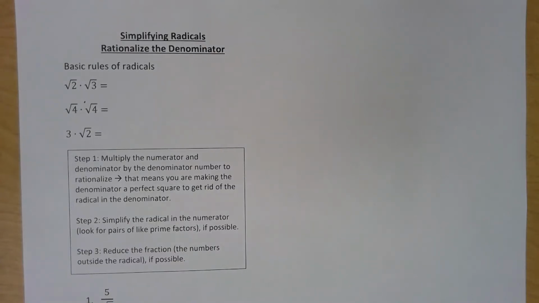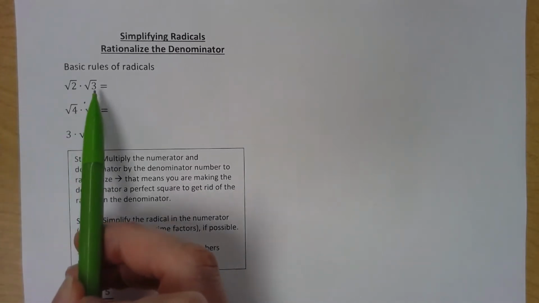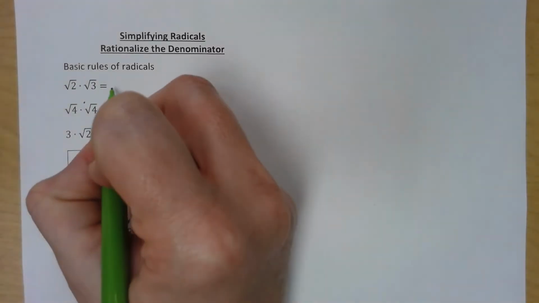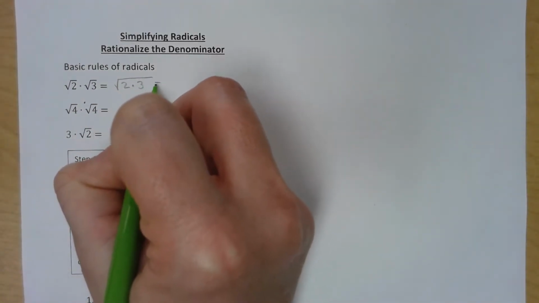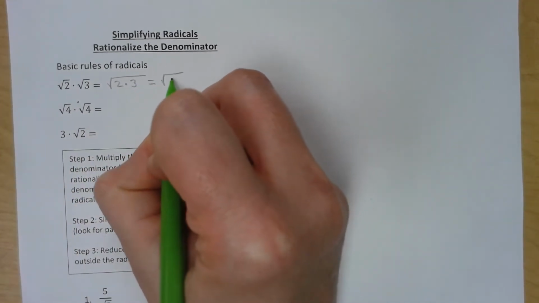In this lesson, you will learn to simplify radicals by rationalizing the denominator. Let's first look at some basic rules of radicals. So if you have the square root of 2 multiplied with the square root of 3, you could multiply the 2 and the 3 to give you the square root of 6.